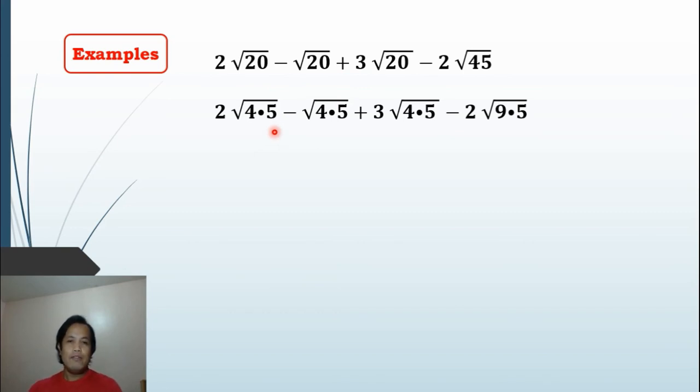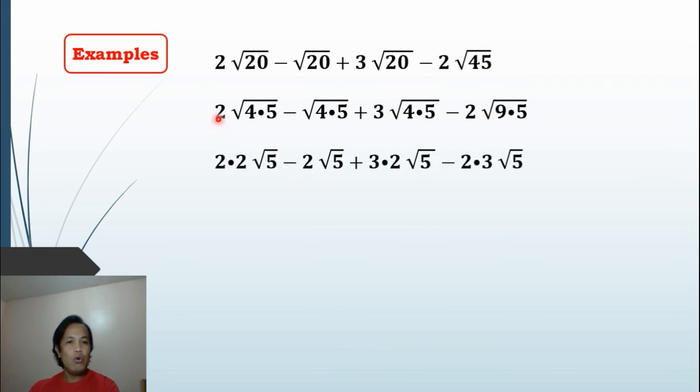So we will have, we copy 2, then 20 can be written as 4 times 5, which is 20, and 4 is a perfect square. The same happens to the second radical and of course to the third radical. And with the fourth radical, so we have 45. We factor out 45, that would give us 9 times 5, and 9 is a perfect square. Then we extract the square roots.